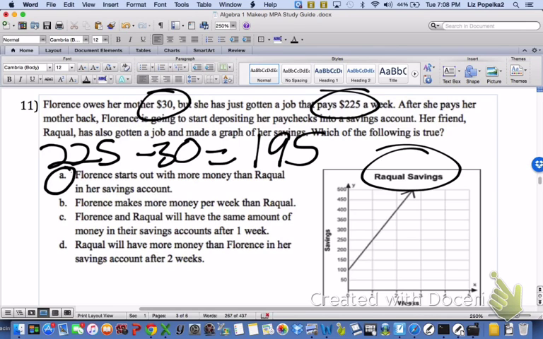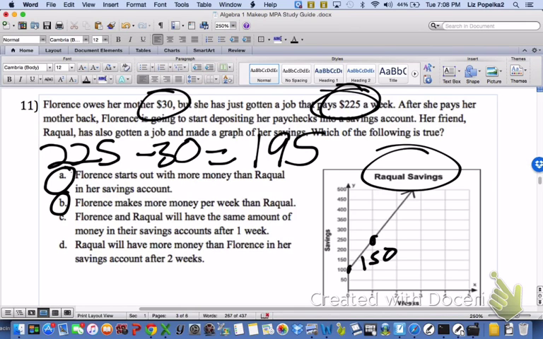Well, how much does Florence make per week? Well, she makes $225, because it tells you that. Let's see how much Raquel makes a week. So if you look at the difference from 0 to 1 week, so after 1 week, it went from 100 to 250. So she makes $150 per week.